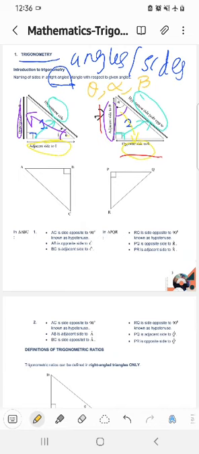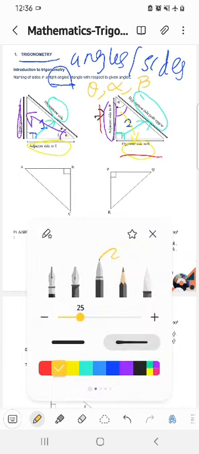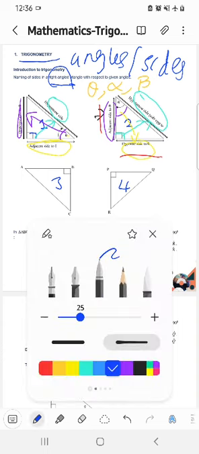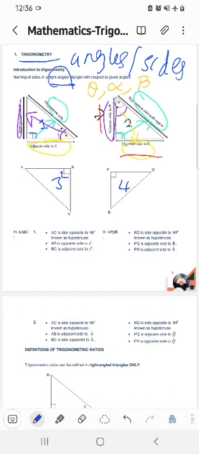Right, let's look at the other parts of the triangle. Now let's call this one 3, and let's call this one 4, on this triangle. We are still having the same information. This is our 90.